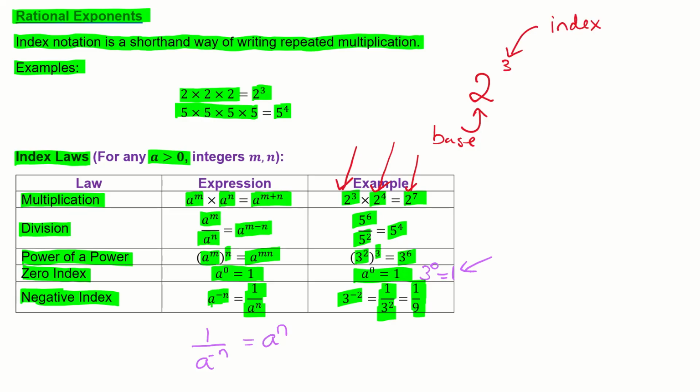There are a couple of other laws that you may have come across, such as ab to the power n is a to the n times b to the n, and that a divided by b to the n is a to the n divided by b to the n.